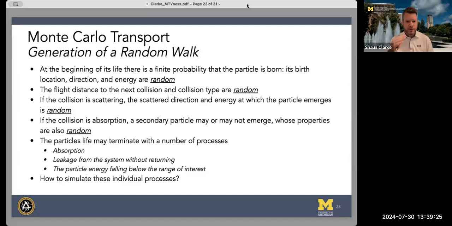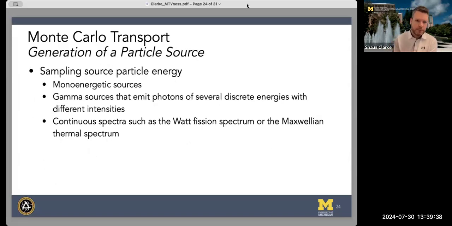So in order to fully simulate a neutron random walk, we need to have physical PDFs that govern all these properties that we can then put together and ultimately build the random walk of this neutron. So if we think about our toy problem here, where we have a neutron incident on this slab, the first thing we would need to do if you wanted to do this Monte Carlo calculation yourself is generate a source particle.